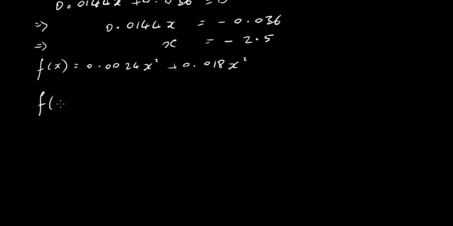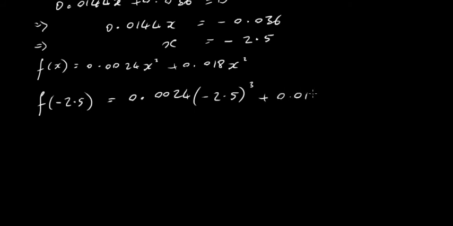So f, we want to put in minus 2.5. So we get 0.0024 times minus 2.5, which we've got to cube, and then we've got 0.018 here. We put in the minus 2.5 here, and we square it. So when you do this bit here, you cube this first, and then multiply your answer by 0.0024, and you get minus 0.0375.